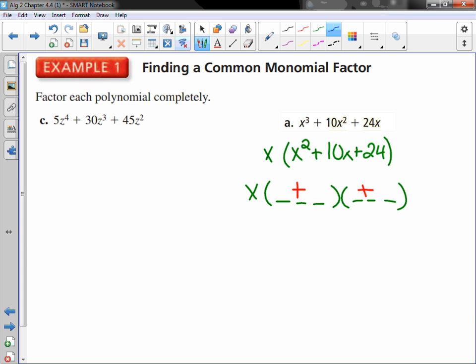Now we need to find the factors of x squared. We only have one set: it's just x and x. Now, 24 has a few. We have 1 and 24, 2 and 12, 3 and 8, 4 and 6, and we're done.